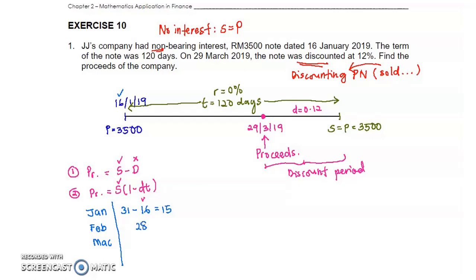Okay, March here until 29 March. Now we want to calculate the number of days from 16 January until 29 March, in order to determine how long we keep the note. Okay, so if we total up here, 15 plus 28 plus 29 is equivalent to 72 days.